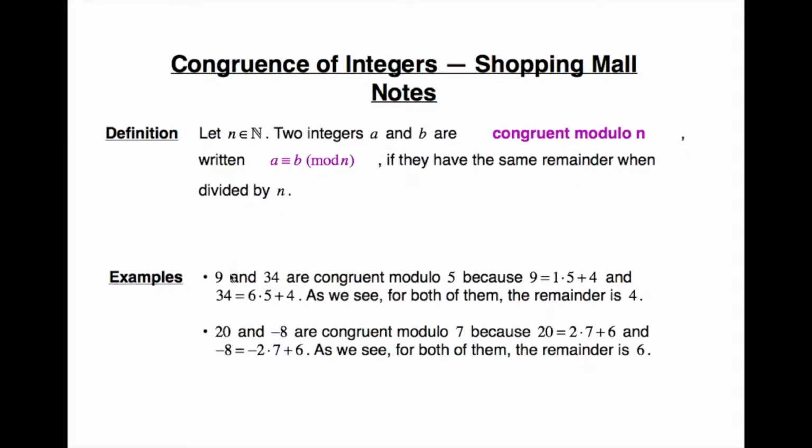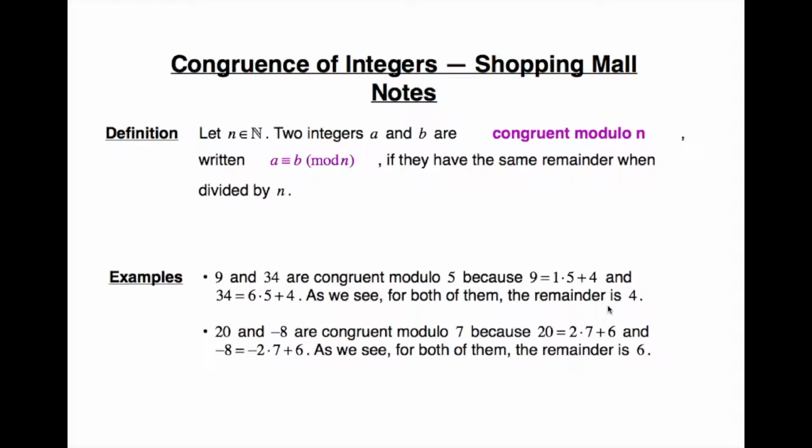We will study 9 and 34 and see that they are congruent modulo 5. When we divide 9 by 5, we get 1 and a remainder of 4. So 9 equals 1 times 5 plus 4. How about 34? 34 divided by 5 equals 6 with a remainder of 4. So 34 equals 6 times 5 plus 4. As we see, for both of them, the remainder is 4. 4 here and 4 here.